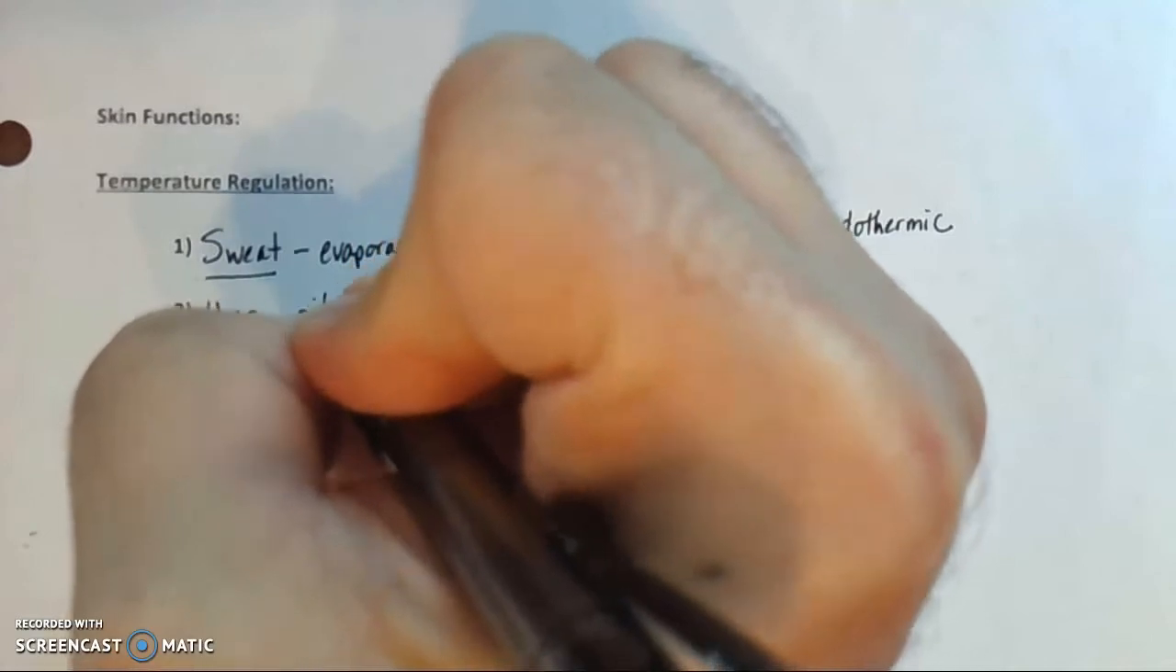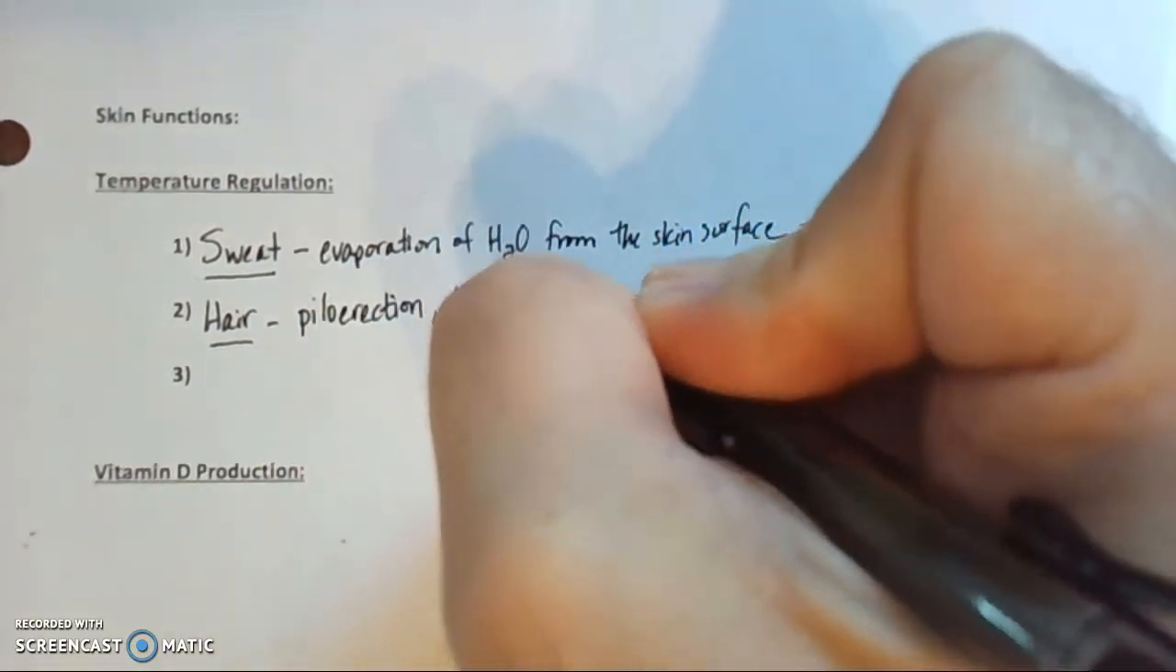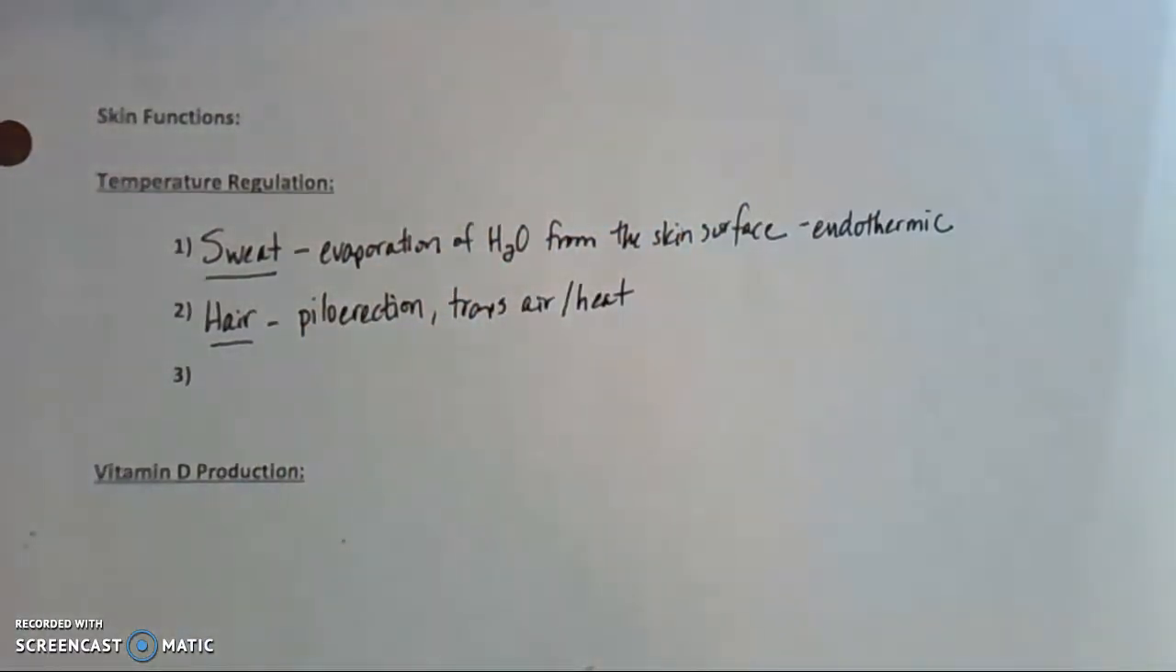Hair also can help with this through piloerection, because hair traps air and heat. So the hair traps the air and the heat. It's not as prevalent in humans as other animals, but still it is an evolutionary feature that sometimes we might fluff up the hair on our body a little bit to help when we get cold.